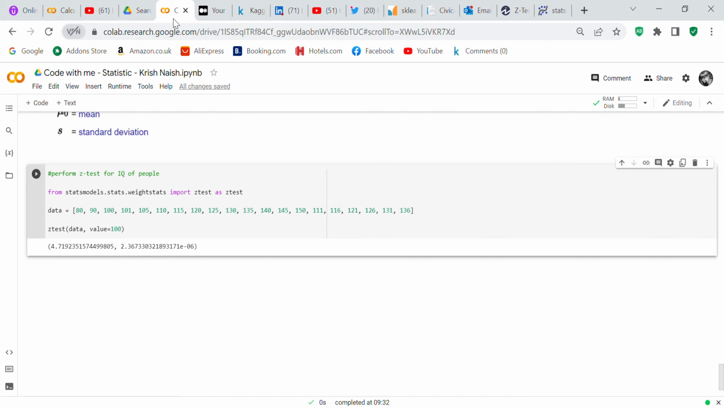Whenever you use statsmodels, the Z-test is very easy to acquire because the function is already written in statsmodels. So that concludes this code review. It was a very simple code review because we're using statsmodels.